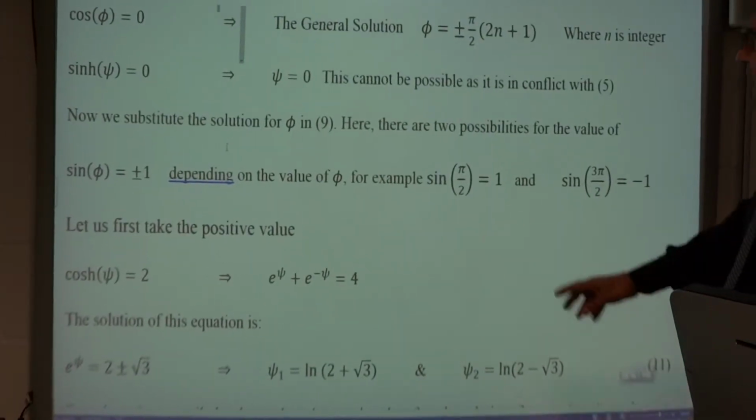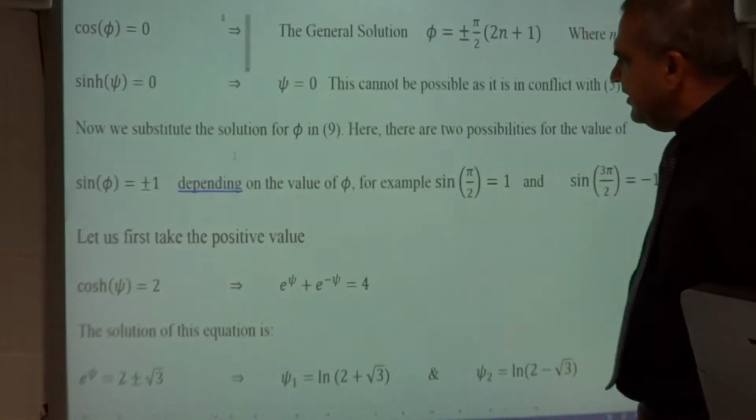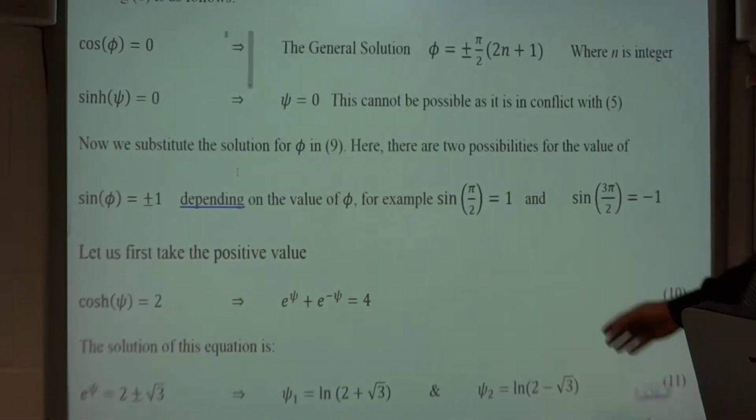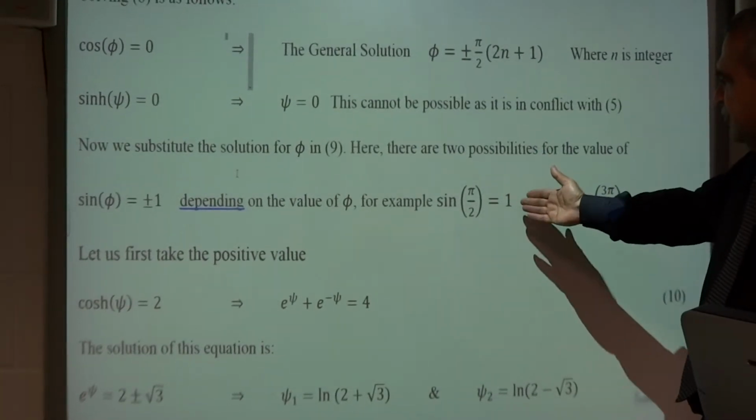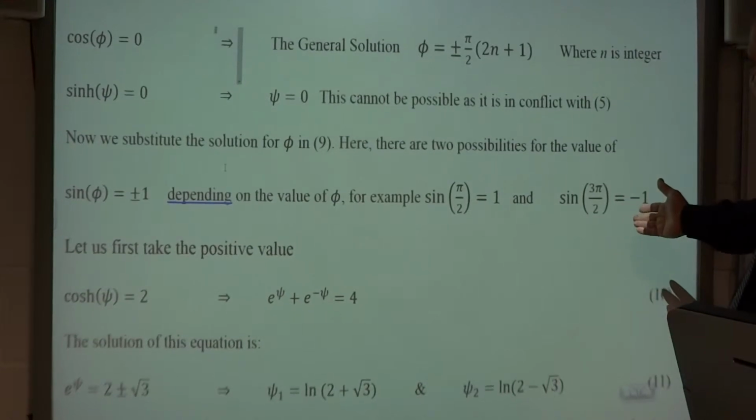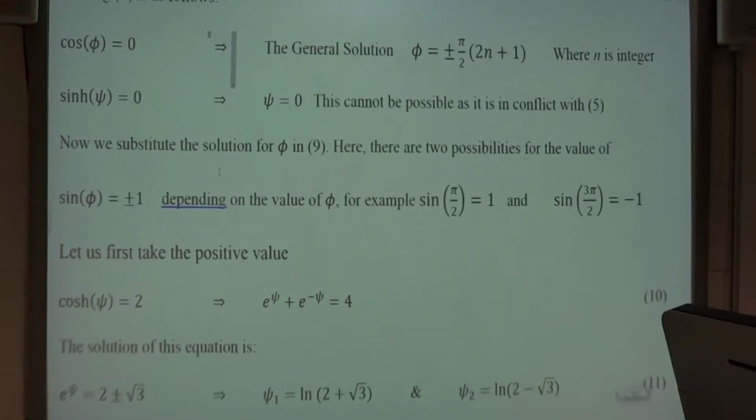Now the second part: sine phi is equal to plus or minus 1, but this plus or minus 1 depends on the value of phi. For example, sine of pi by 2 is equal to 1, but sine of 3 pi by 2, which is 270 degrees, is equal to minus 1. So you have those solutions.